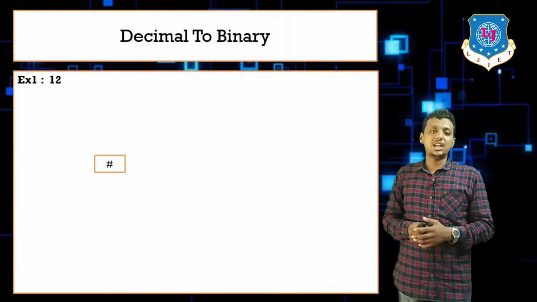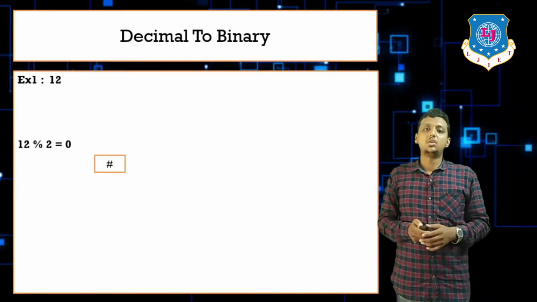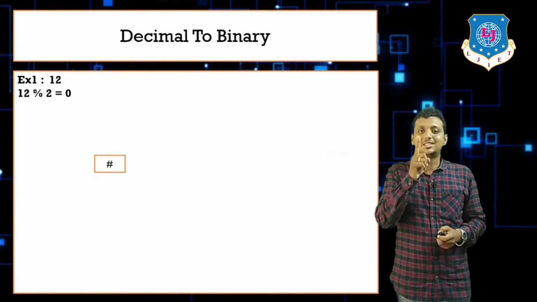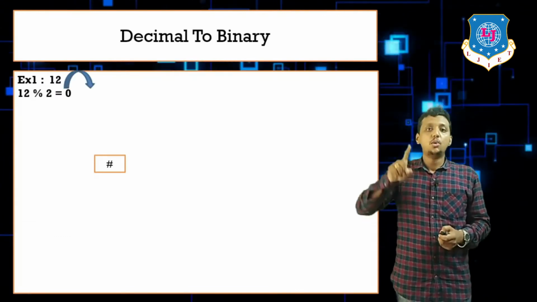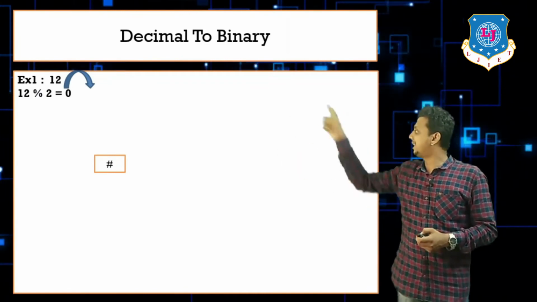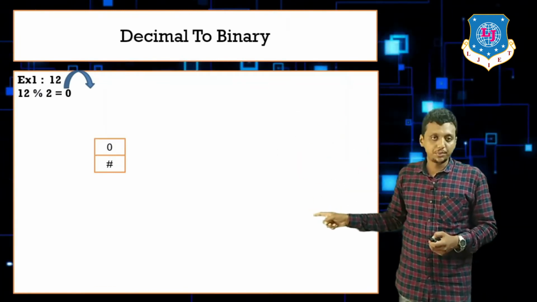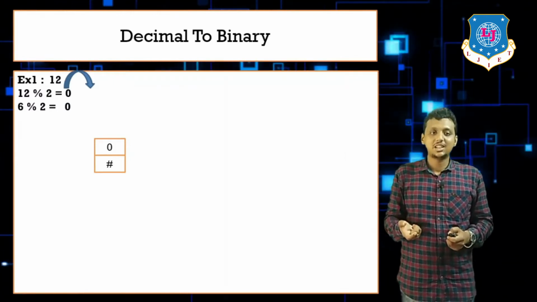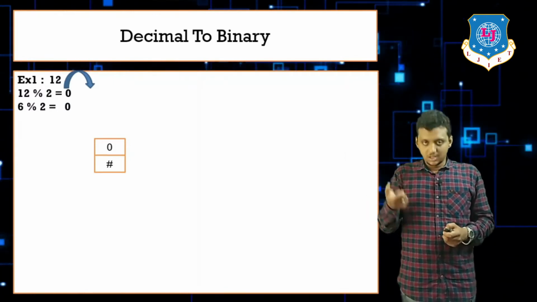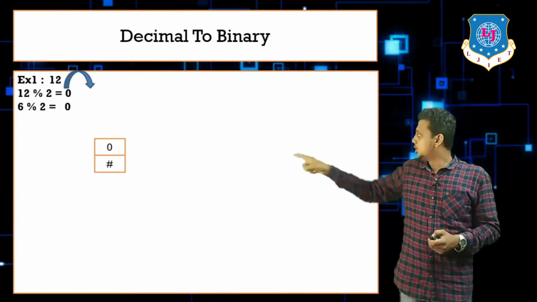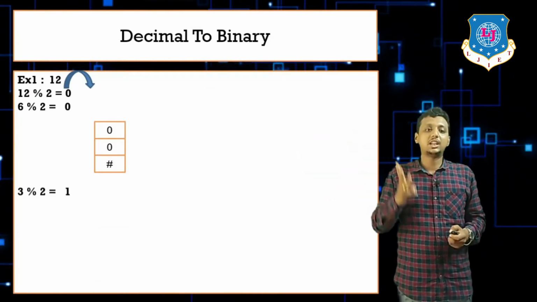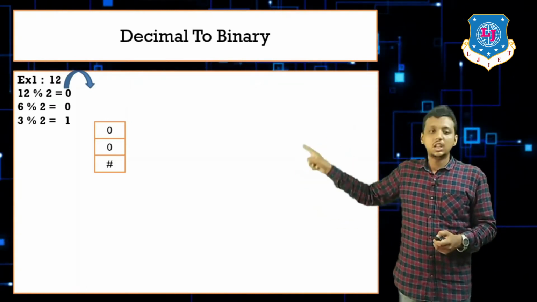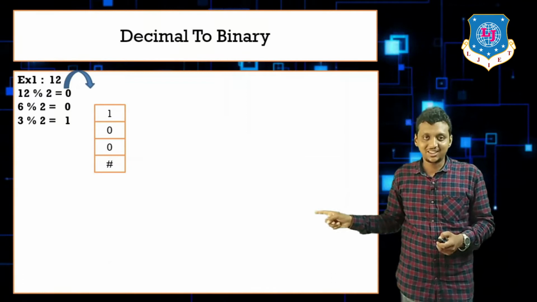So the first step is to initialize the stack with hash. Now take the number 12 modulo 2. The remainder, students, is 0. Push the remainder inside the stack, that is 0. Next, the data you get is 6. So 6 modulo 2, again 0. Push inside the stack. We get 3. Next, 3 modulo 2 gives 1. Again push inside the stack.